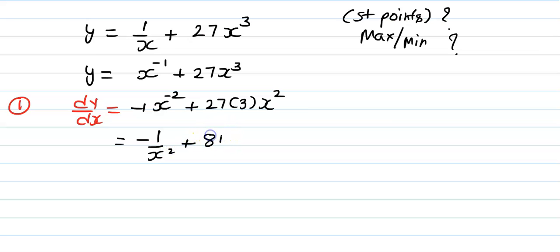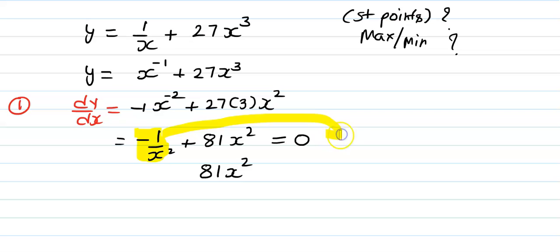27 times 3 is 81 x square, and we need to put it equal to 0. Is that okay? So we can write down this step like this, 81x square. I'm taking this step to the other side here. So 81x square equals half x square.